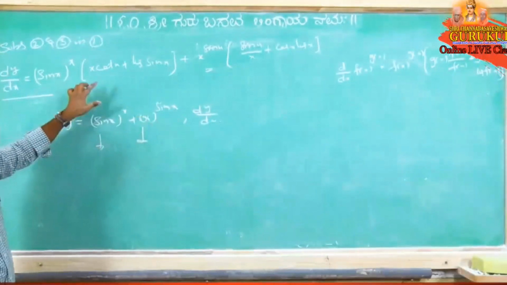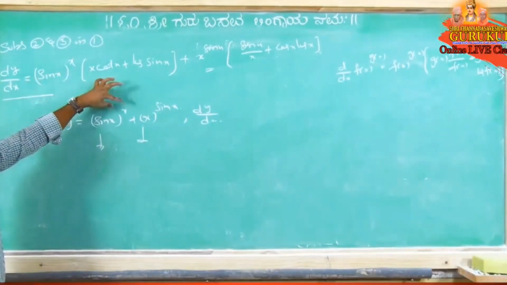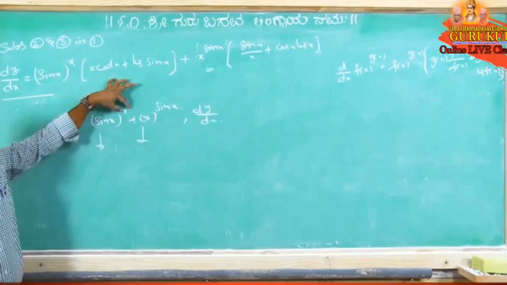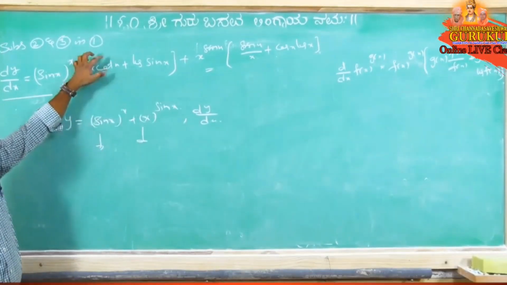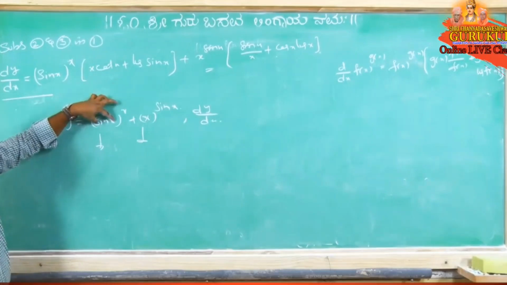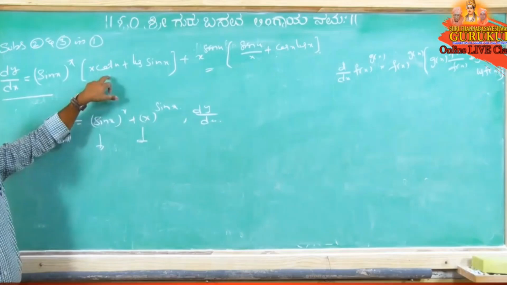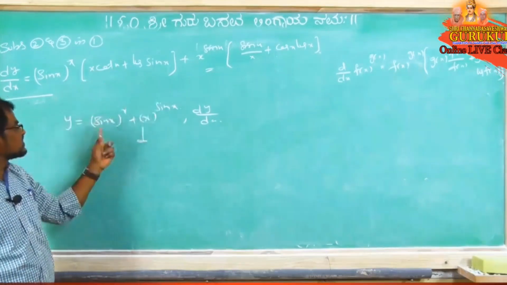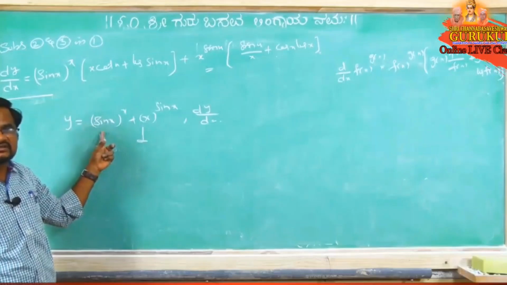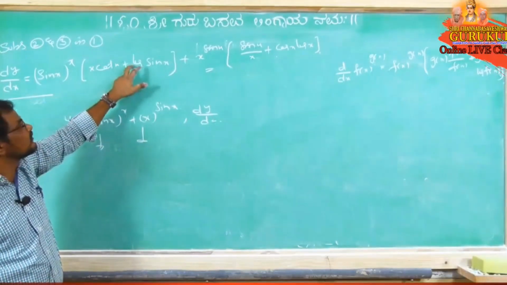f of x whole power g of x into [g of x f dash x by f of x plus g dash x into log of f of x]. Here f of x is sin x, g of x is x. So f dash x by f of x is cos x divided by sin x, that is cot x, plus log of f of x, which is log sin x. And g dash x is what? 1. So that's why here 1 is there.